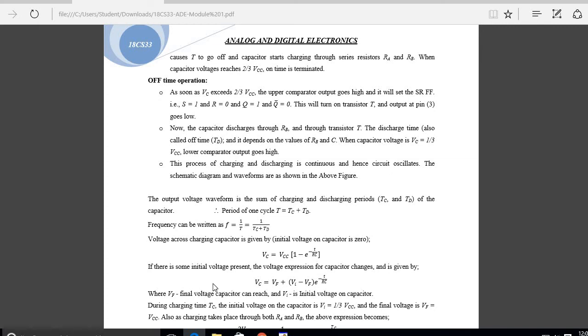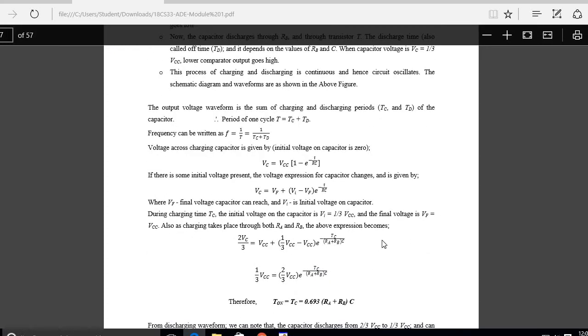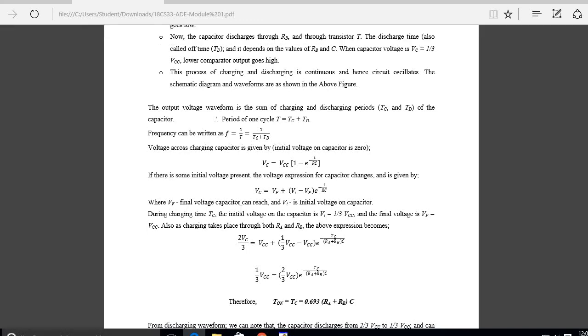If there is some initial voltage present, the voltage expression for the capacitor changes like this: VC is equal to VF plus (VI minus VF) into e power minus T by RC. This is directly taken, you just have to remember this expression. Here VF is the final voltage the capacitor can reach, and VI is the initial voltage of the capacitor. So during charging time TC, the initial voltage is 1 by 3 VCC.